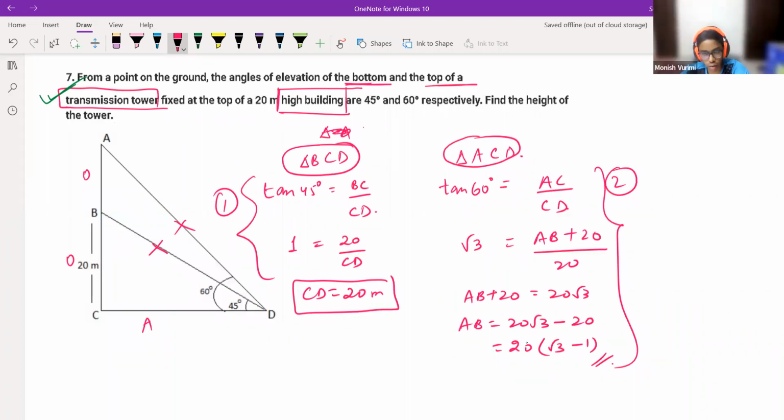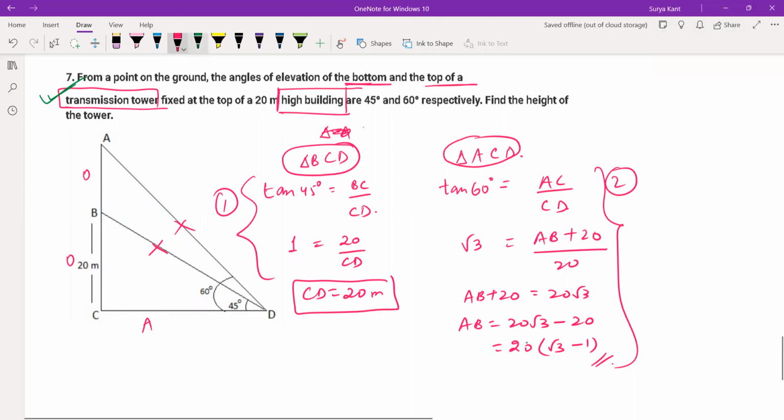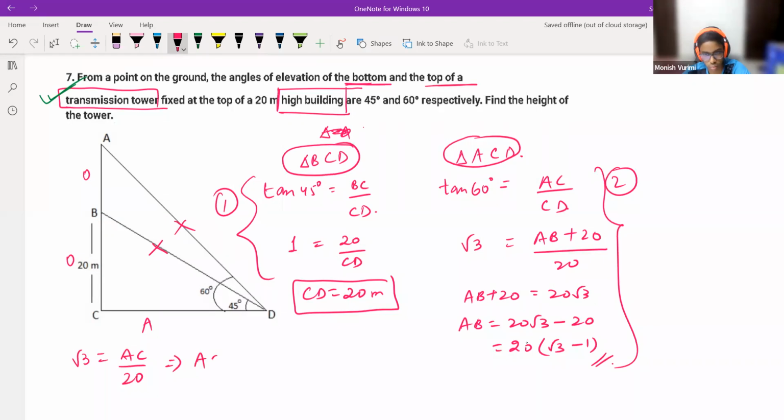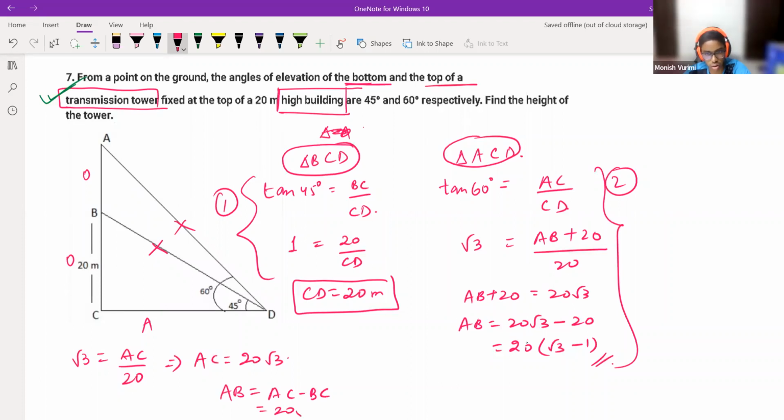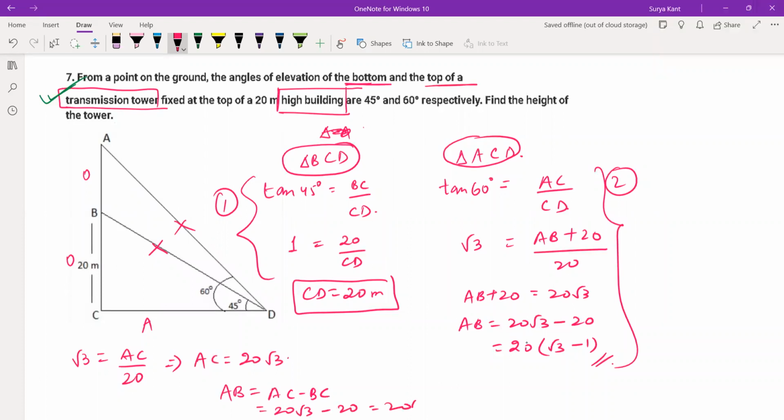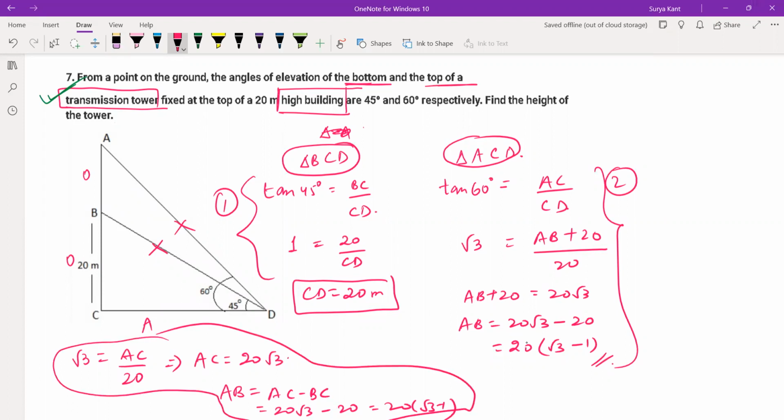Sir, in the second part, instead of taking AB plus 20, can't you take directly as AC? Directly AC you are taking? Yes, sir. Take AC, not a problem. I'll do it here in front of you. √3 is equals to AC divided by 20, right? Yes, sir. So AC is equals to 20√3, correct? Yes, sir. Now we have to find AB. AB is equals to what can we write? AC minus BC, right? Sir, 20√3 minus 20. Same thing is coming now. Same thing will come, no change. So either you can do it this way or that way, both are the same, not a problem.